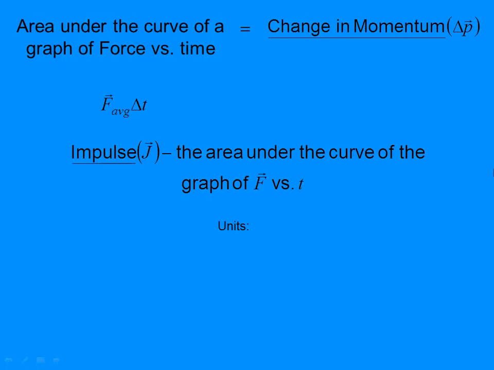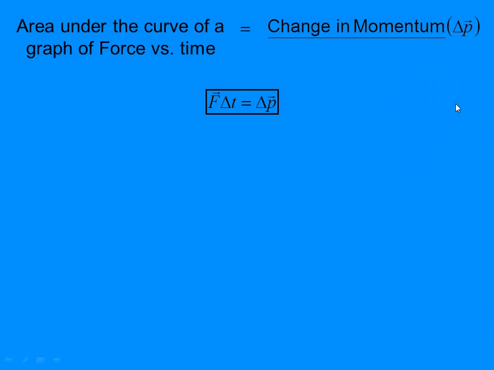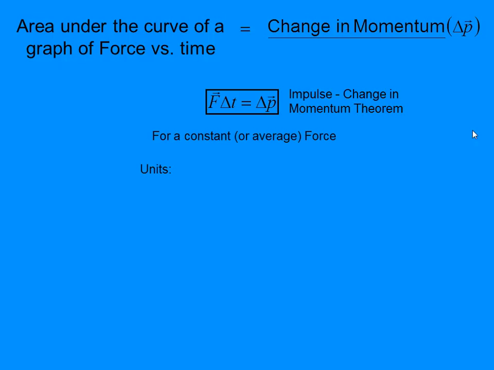Units of impulse come right from the equation. It's force times time, so newtons times seconds. And this is equal to the change in momentum. So the constant or average force times the time is equal to the change in momentum. This is what is known as the impulse change in momentum theorem. It's a great name, isn't it? And they're basically equal to one another. And this again is for a constant or average force.